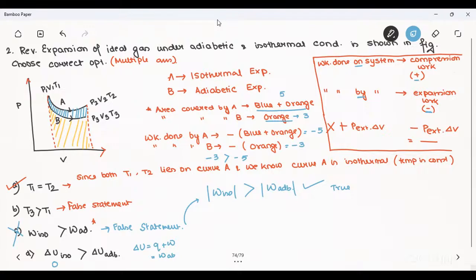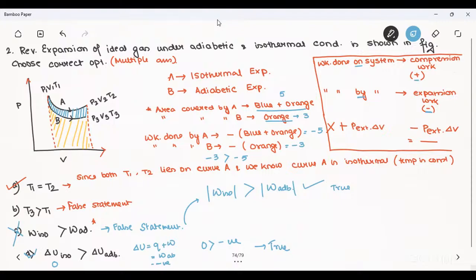And what we have learned, this is an adiabatic expansion. And what I told you just now, in expansion you will get the value in negative. So obviously, this value will be negative. And 0 is always greater than negative. So this is the correct statement, a true statement. So is this whole sum clear to you? Just see and let me know.